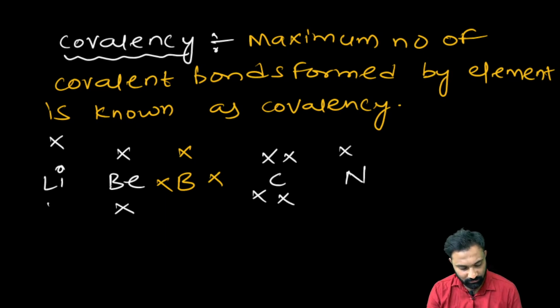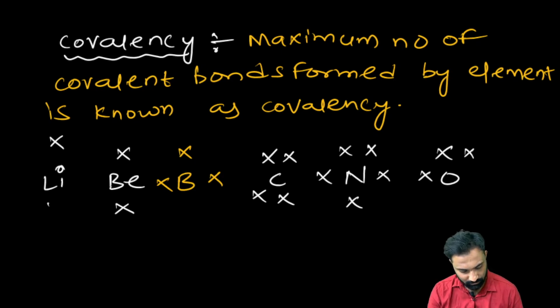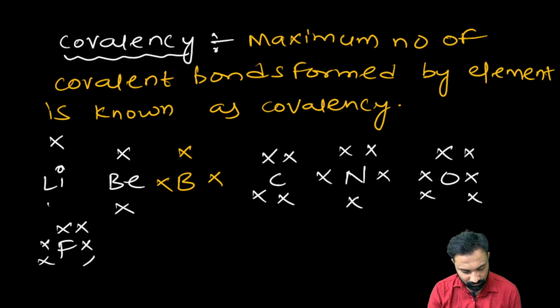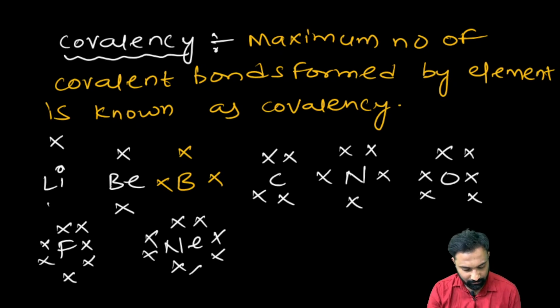Carbon has 4 electrons. Now nitrogen has 5 valency electrons. Oxygen valency electrons are 6, fluorine valency electrons are 7, and neon valency electrons are 8. But here we'll see what the meaning of covalency is.